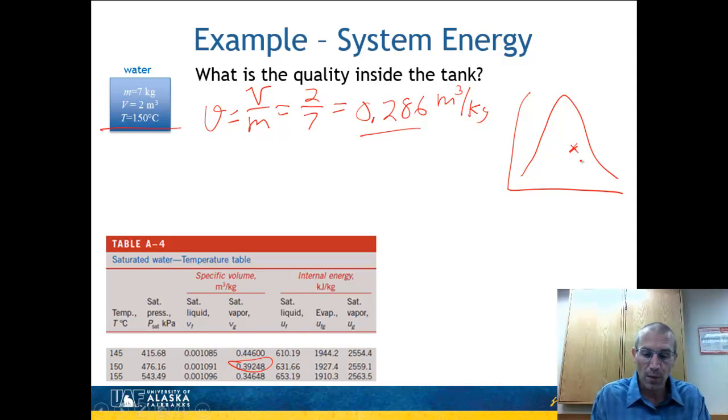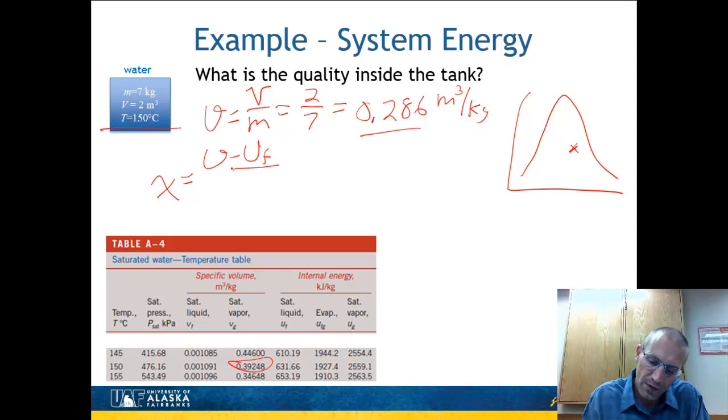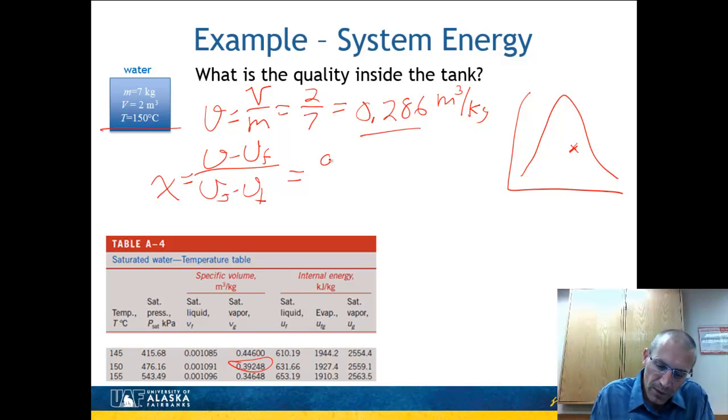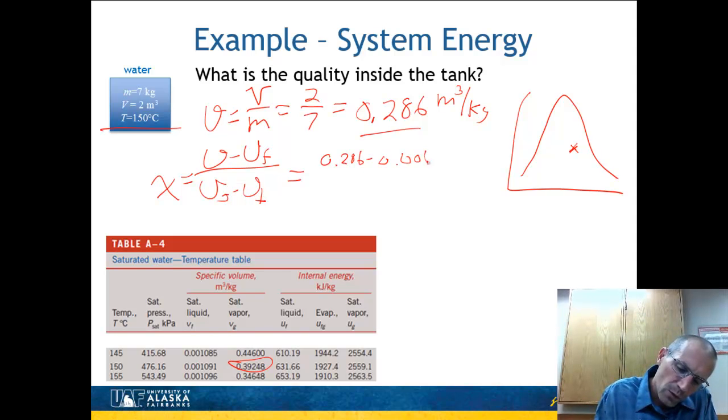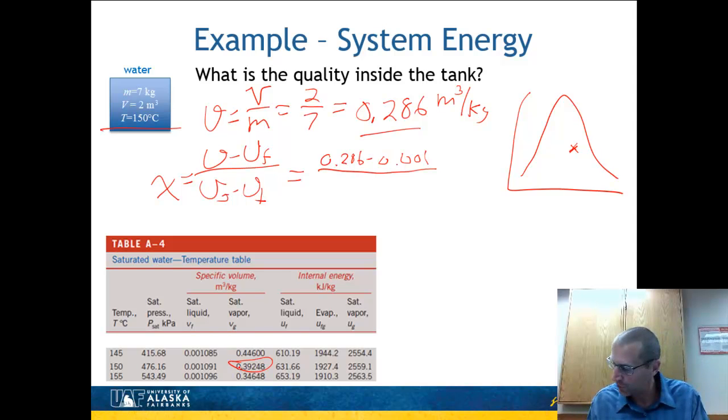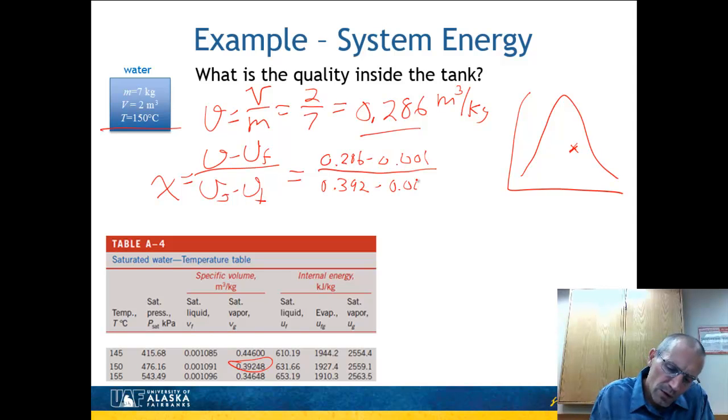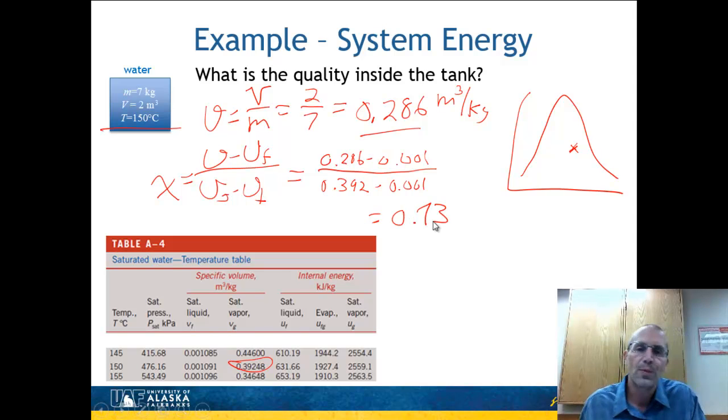So if I want to find out what my quality is, that's going to be v minus vf over vg minus vf. And I'm going to go ahead and put in numbers. The value of v I just calculated, 0.286. And now the other values I pull off the table. So the value of vf is 0.001. The value of vg is 0.392. Minus 0.001, and that's going to tell me my quality is 0.73. So 73% of the mass is in the vapor phase.